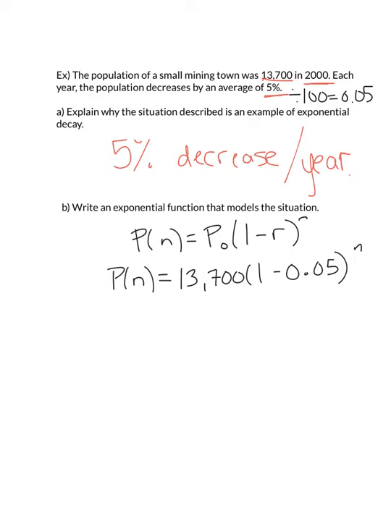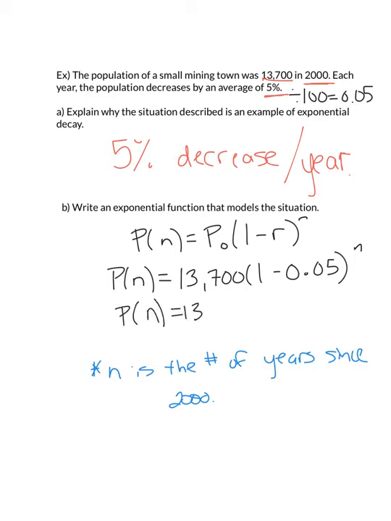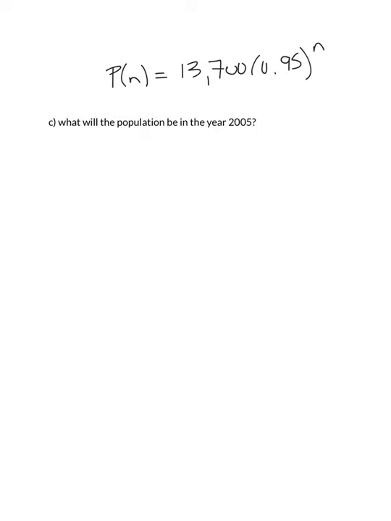Now I am going to leave a little note for you down here where we say n is the number of years since 2000. And you're going to see why that's important in just 1 minute. Now going back here, I'm just going to finish this off. 13,700 times 1 minus 0.05, which is 0.95. So I'll just tidy this up a little bit. I've just gone ahead and recopied our equation because I moved to a different page for more room.